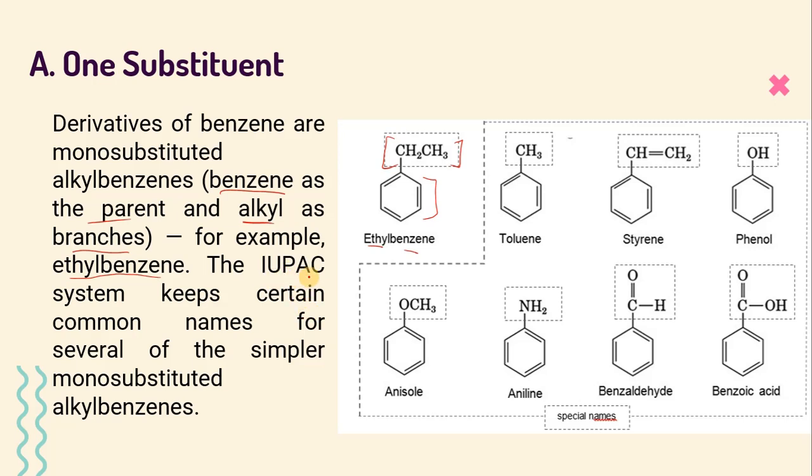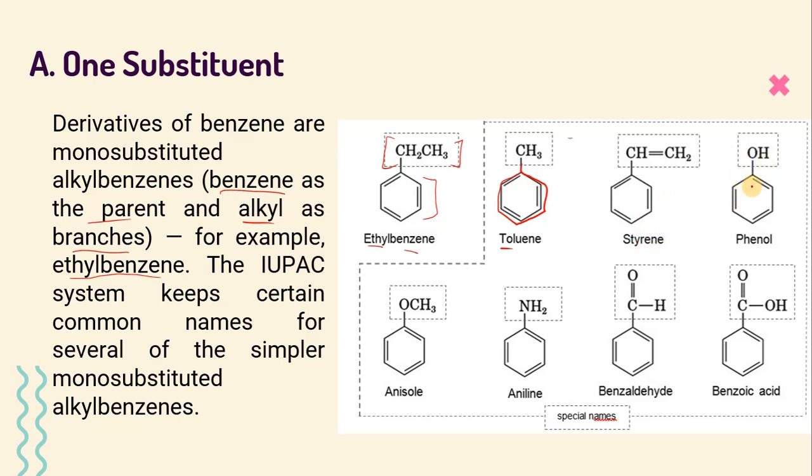The IUPAC system keeps certain common names for several of the simpler monosubstituted alkyl benzenes. So we have special names, and we just have to familiarize a few of these. We have benzene with just one methyl. This is what you call toluene. If it is ethene, that's what you call styrene.